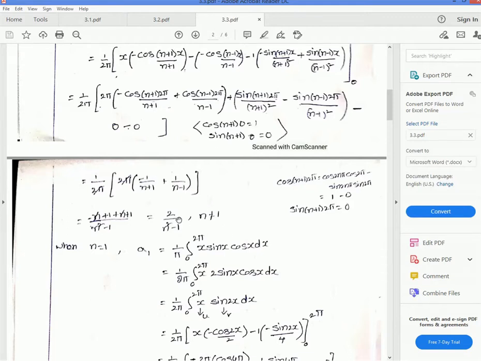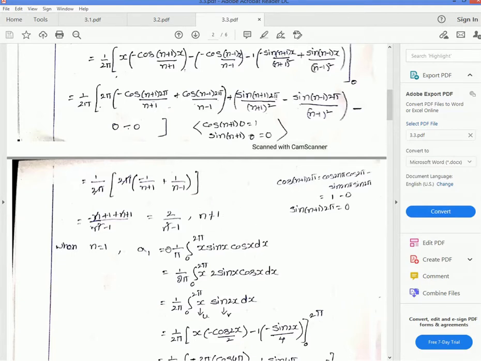So n minus n plus n becomes cancelled. So 2 by n square minus 1. This result exists only if n is not equal to 1. If n is 1, we get 1 minus 1, 0, that is undefined. a_n is not defined when n equals 1. That's why you have to find the a1 value.